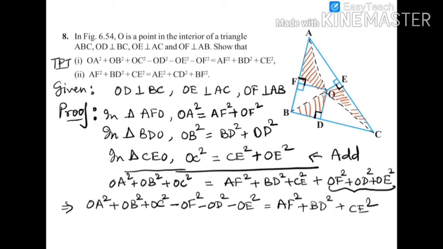So this is the expression that we have to show in the first part. Now to show the second part, we will have to pick up the remaining 3 triangles, as AE, CD and BF are the terms of this expression. Let's mark the triangles that we are going to use now.